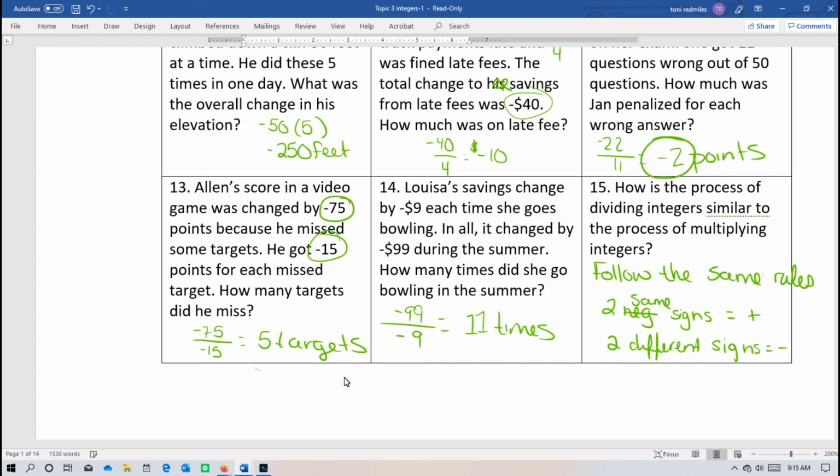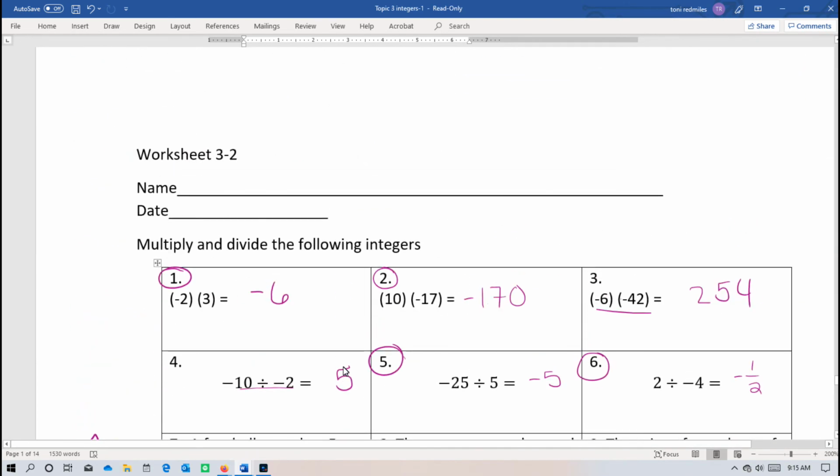Okay, so that is this worksheet. This is worksheet 3-2. Keep doing it till you feel like you understand it. And I will see you in class.